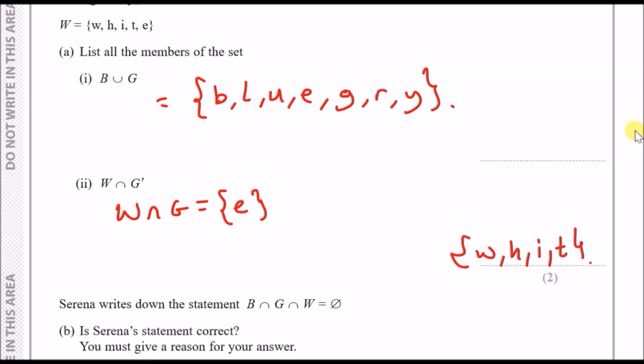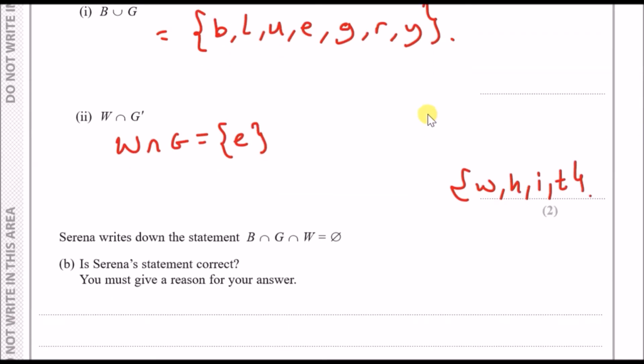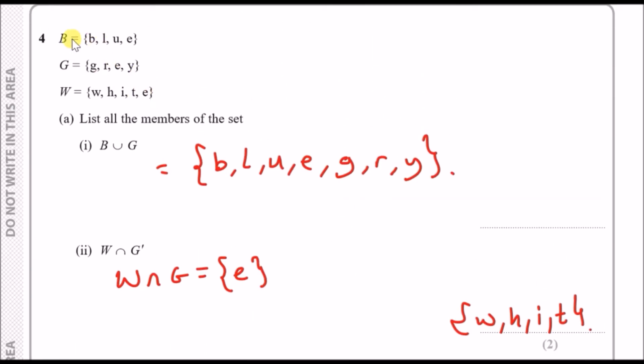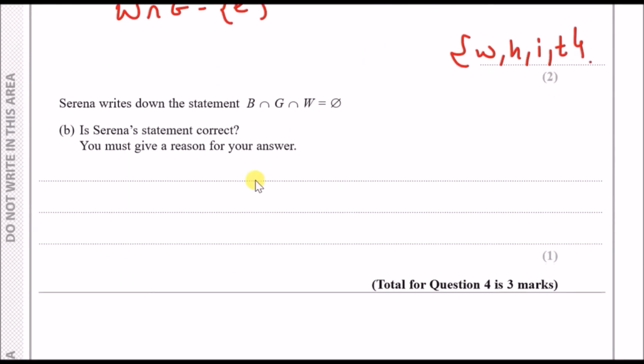Okay? Now, for the last part, it says Serena writes down the statement B intersecting with G, intersecting with W are all empty. In other words, there is nothing in common between them. Just looking at all the 3 sets, we find out that all of them have the letter E. So this is false. Okay? In fact, they all have an E. And that's it. We're done for number 4.